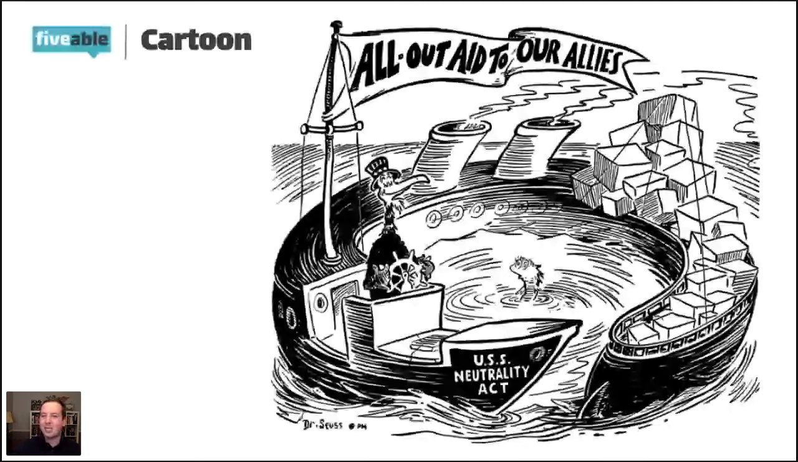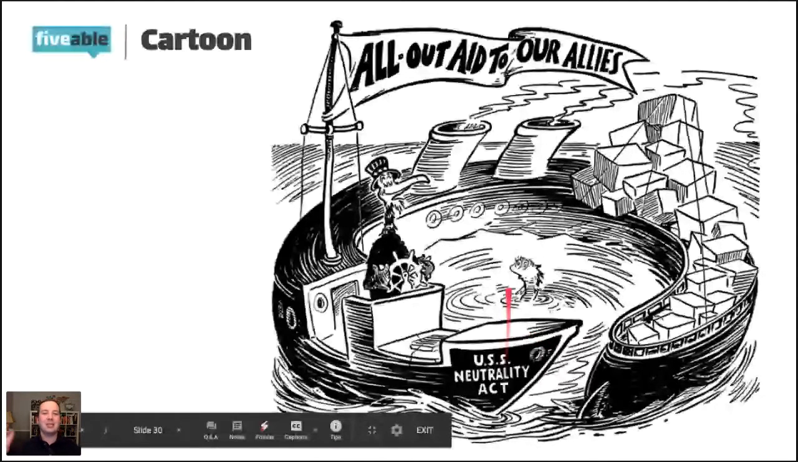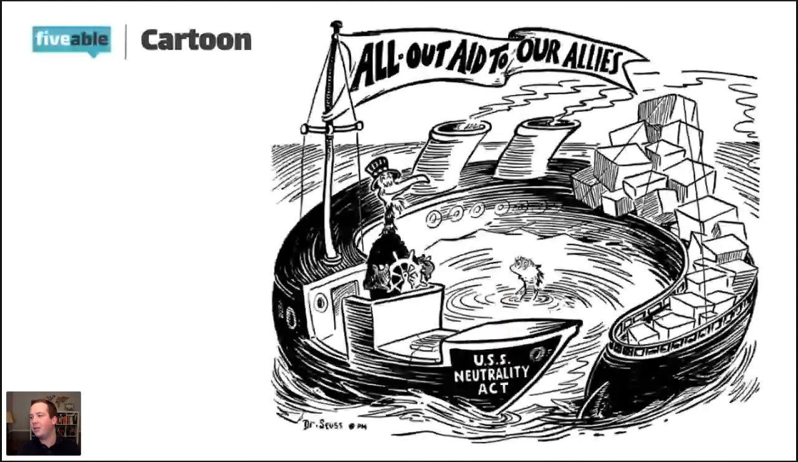In this case, his perspective, if we were to sort of unpack this thing, notice it's talking about the Neutrality Act. Well, the Neutrality Act is just going in circles. It's not actually that useful. It says it's all-out aid to our allies. We're doing all we can. We're 100% helping out. But are we really? All these supplies aren't really helping because the Neutrality Act prevents us from really going anywhere.